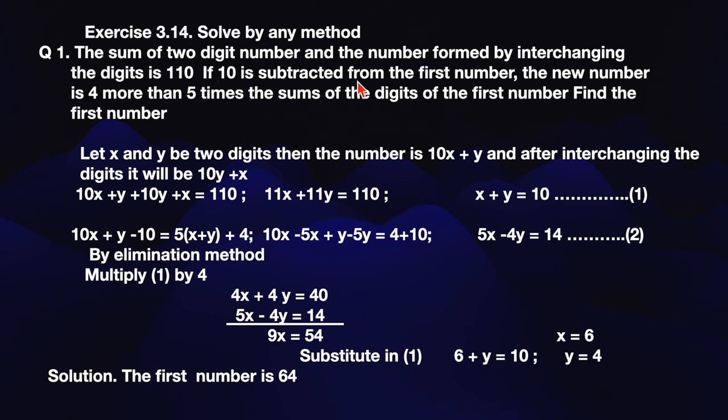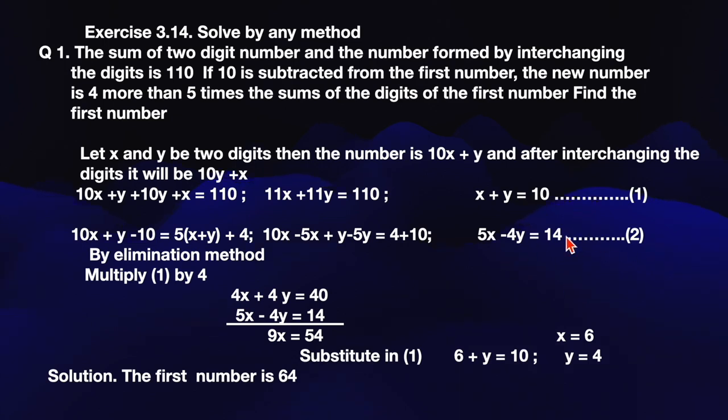If 10 is subtracted from the first number: on the LHS, this is the first number, and you have subtracted 10. This is equal to 4 more, that means plus 4, than 5 times the sum of the digits of the first number. What are the digits? x and y. The sum is x plus y. So this is 5 times (x plus y), and this RHS is 4 more than 5 times the sum of the digits. So you understand how I got this statement? Here it is, the full statement. Simplify it, open the brackets, and you get the next equation.